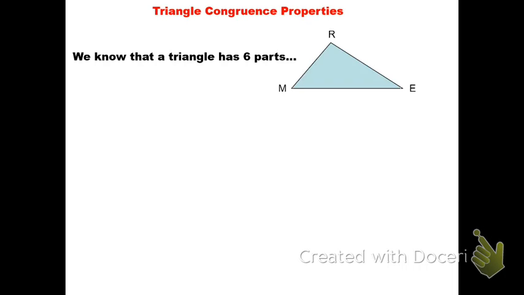This video will explain the triangle congruence properties. Keep in mind that if you have a triangle, there are 6 parts. In triangle MRE, there's 3 angles, angle M, angle R, and angle E, and 3 sides, MR, RE, and EM. So 3 sides, 3 angles.